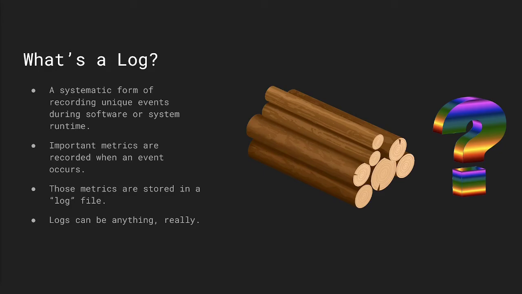Basically, a log is a systematic form of recording unique events during software or system runtime. It can log all kinds of things. Usually, logs have determined metrics that are recorded when certain events occur. That's extremely generic, but it's basically like while a piece of software is running, certain metrics are recorded into files in a systematic way so that developers or system administrators can come back later and look through that stuff to figure out what's going on.